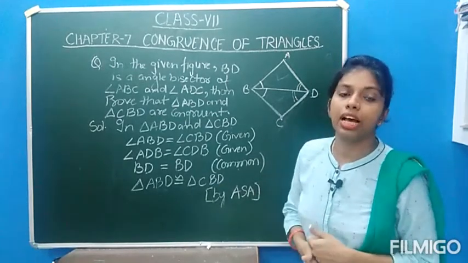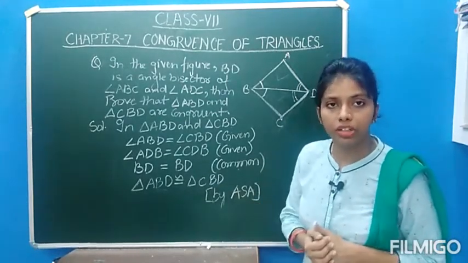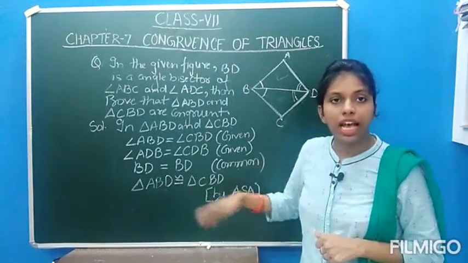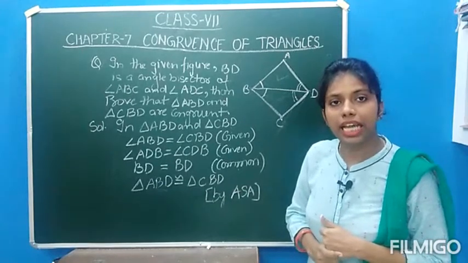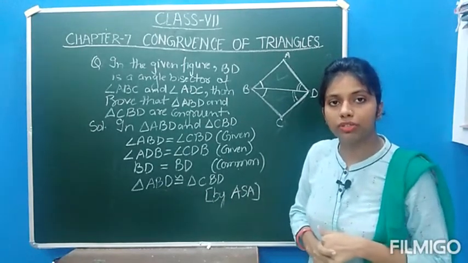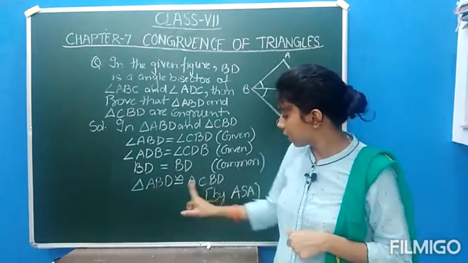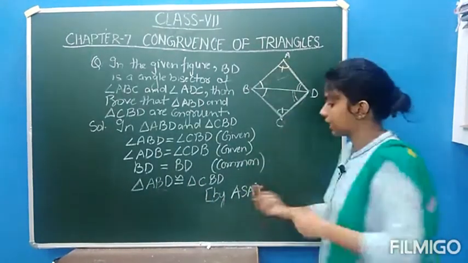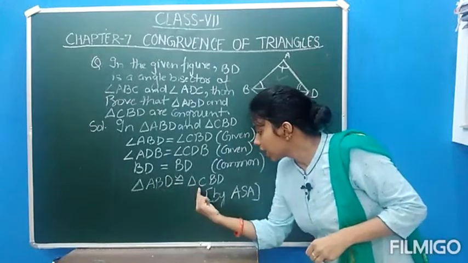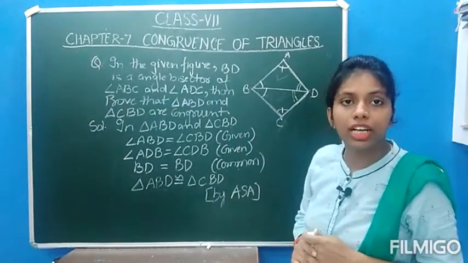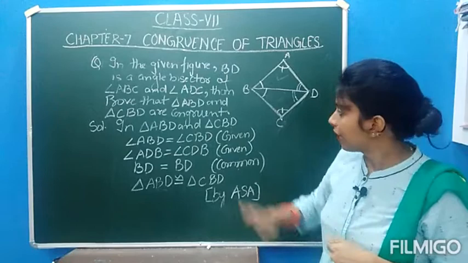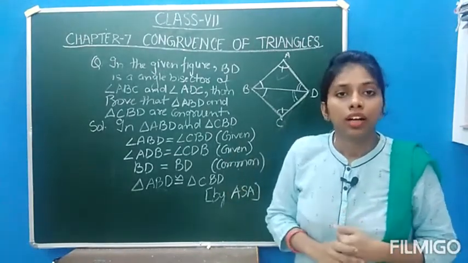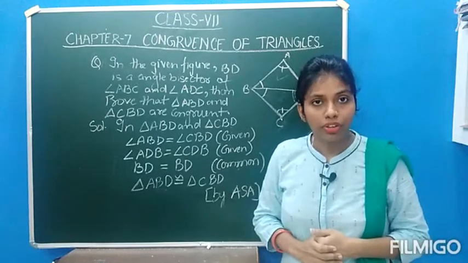If we have any other question like corresponding parts being equal, we can use this congruency, and with its help we can say that corresponding parts are equal. Suppose we have angle A equal to angle C. How? Because they are corresponding parts of congruent triangles. So we have to solve this type of question using this criteria. So that's all for today.